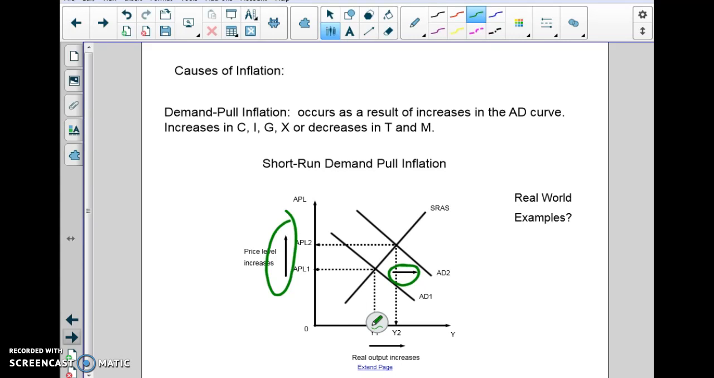This is what we kind of think of as our normal inflation. We've looked at that a lot. We know prices go up. Output also goes up, unemployment falls. That's going to make people spend more money. Okay, so that's demand-pull inflation.